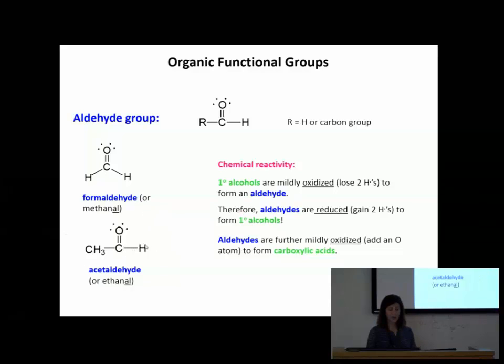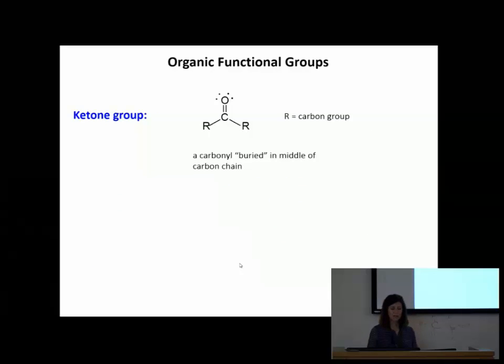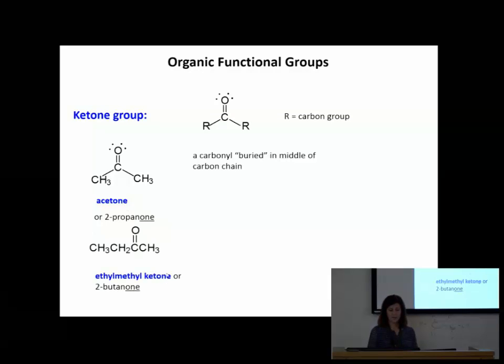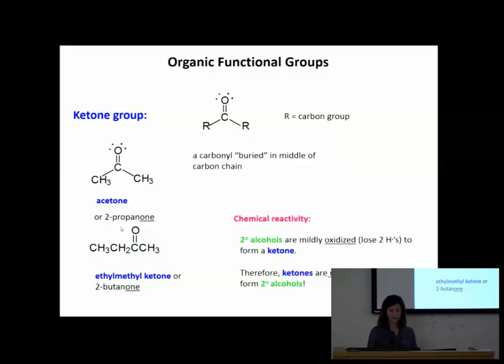All right, ketones. We don't see a lot of ketones in biochemistry, apart from ketone bodies later on in the semester, but that's that carbonyl buried in the middle of our carbon chain. Acetone, you don't want to put that on your nails, it'll dry them out. You want to use the non-acetone type. It dries everything, yeah. We use that in labs, actually, to help dry glassware, right? Acetone is a very good solvent. Ethylmethyl ketone, we name it by... They're good solvents. So we get a ketone from oxidizing a secondary alcohol.